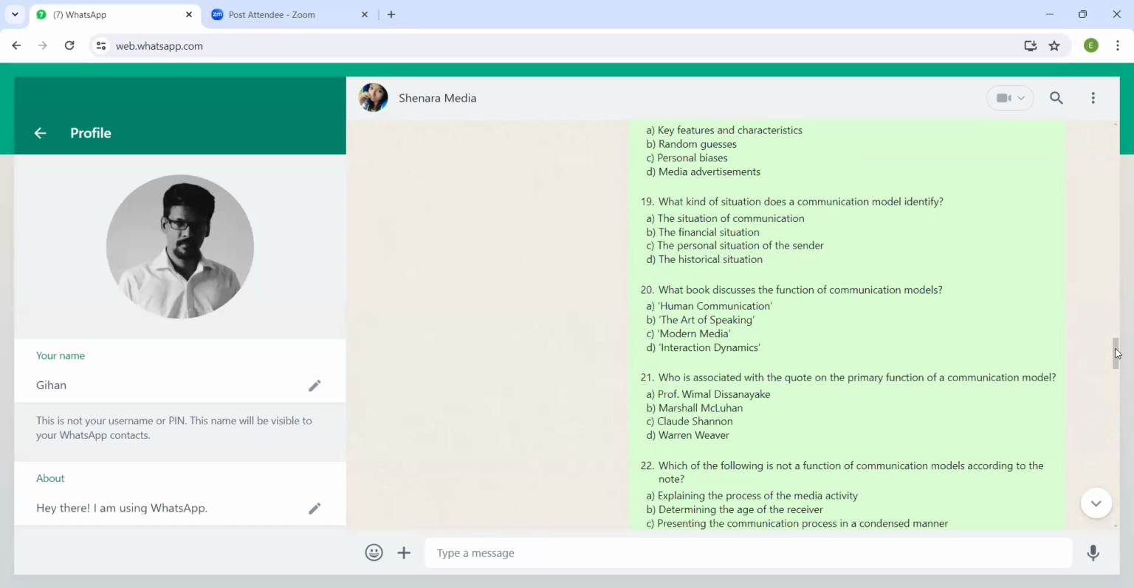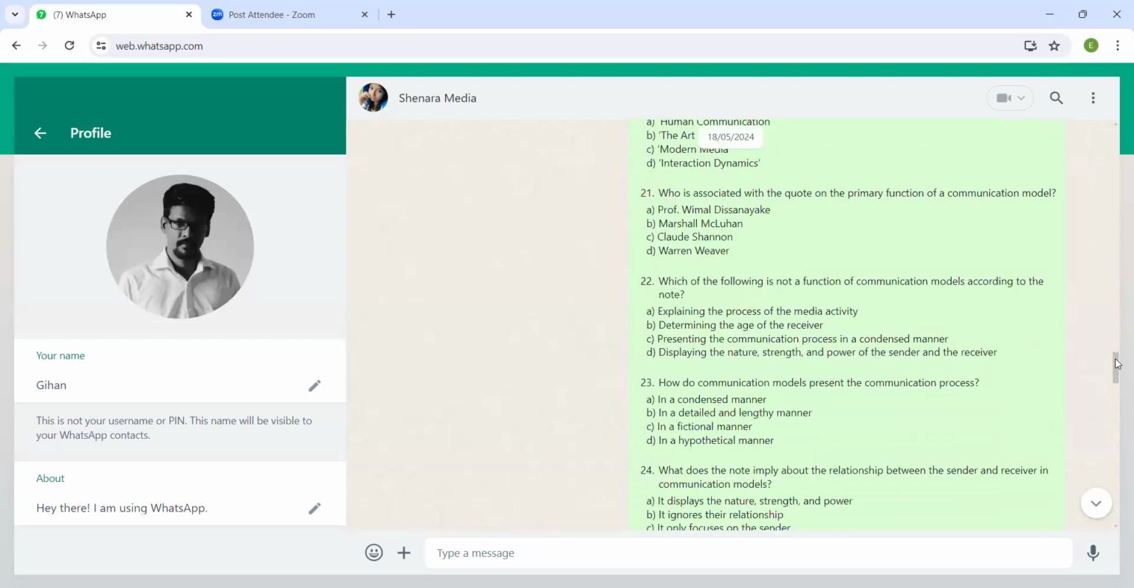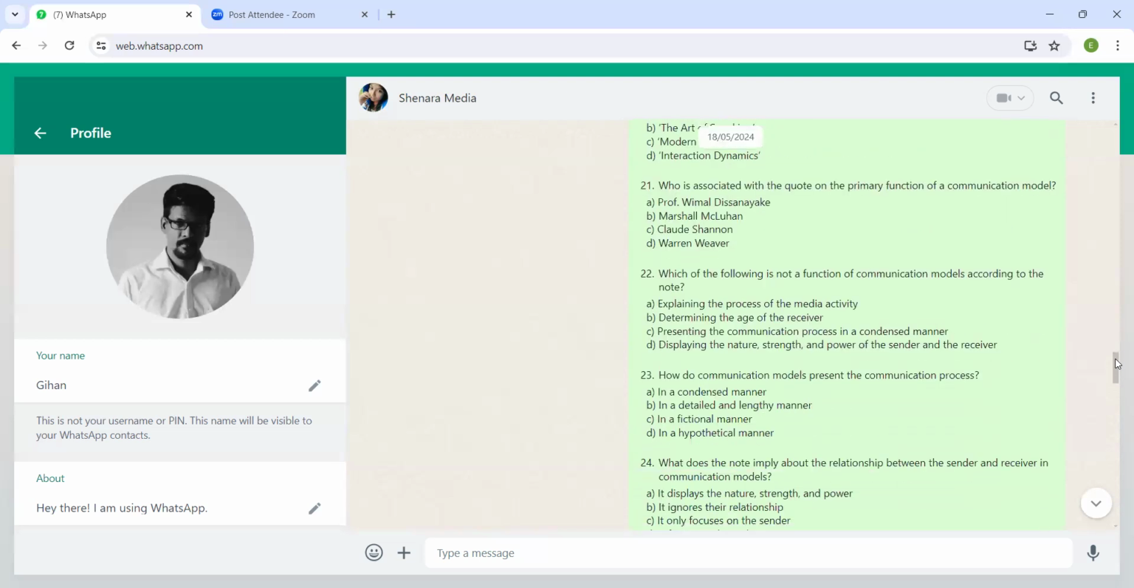Number 22. Which of the following functions is not a function of communication models according to the note? Determining the age of the receiver. We don't learn that in the syllabus. Presenting the communication process in a condensed manner. Not relevant to the syllabus. Displaying the nature, strength, and power of sender and receiver. Not always, right? Explaining the process of the media activity. That's the answer.